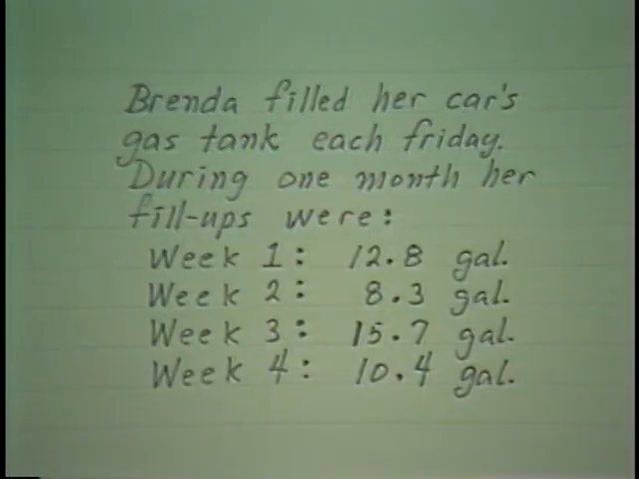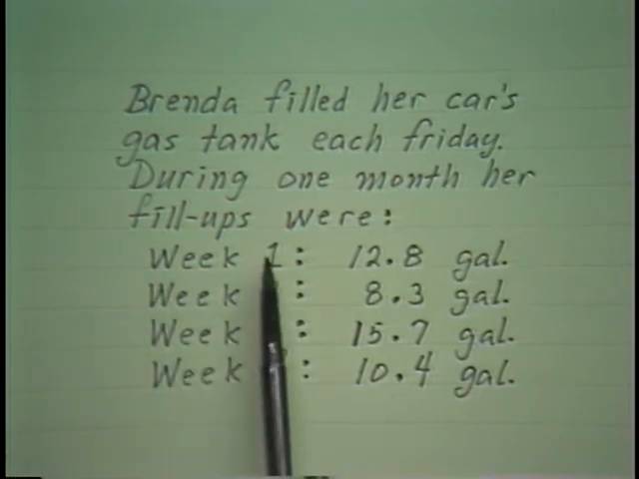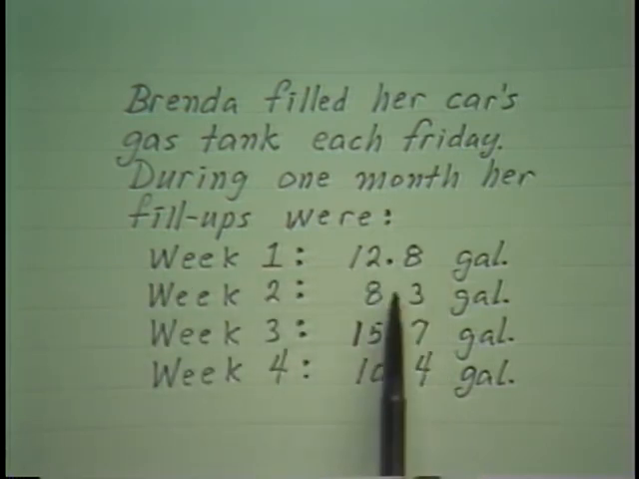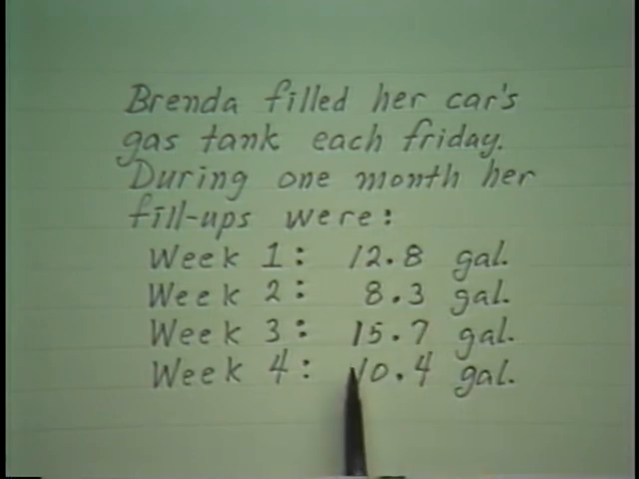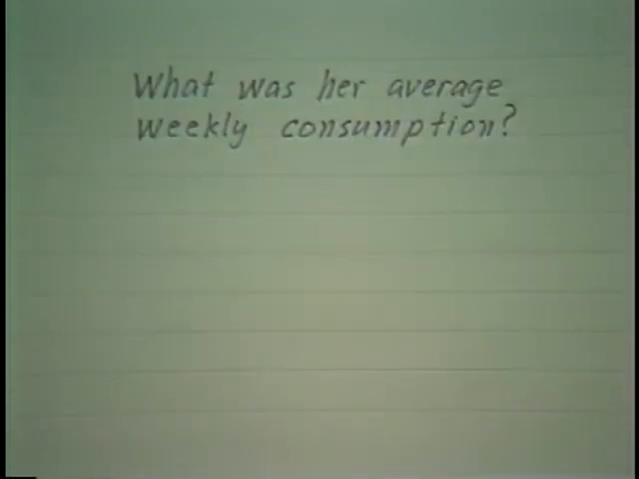Now another kind of review. Let's say that Brenda filled her car's gas tank each Friday. During 1 month, her fill-ups were this. At the end of week 1, she filled up 12.8 gallons, 8.3 on the second week, and 15.7 and 10.4 gallons on the fourth week. Now, what was her average weekly consumption?